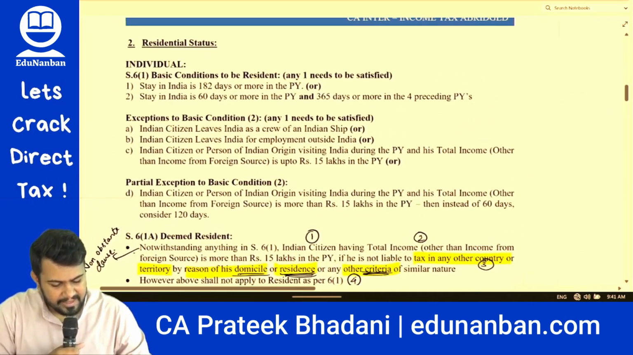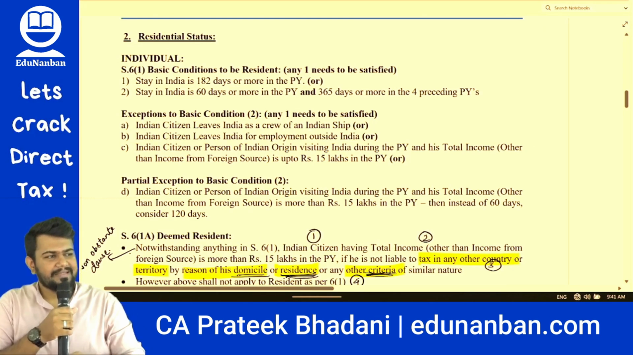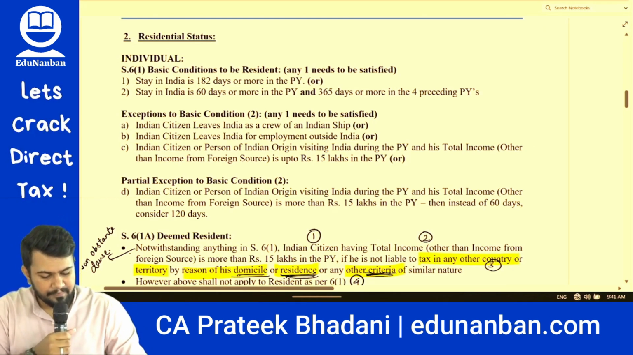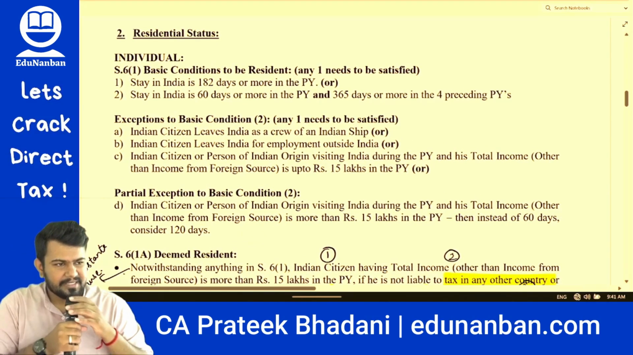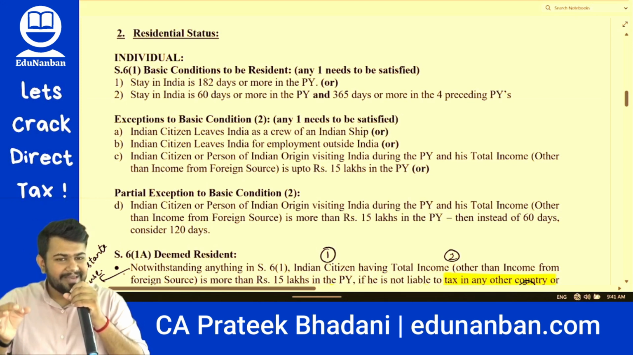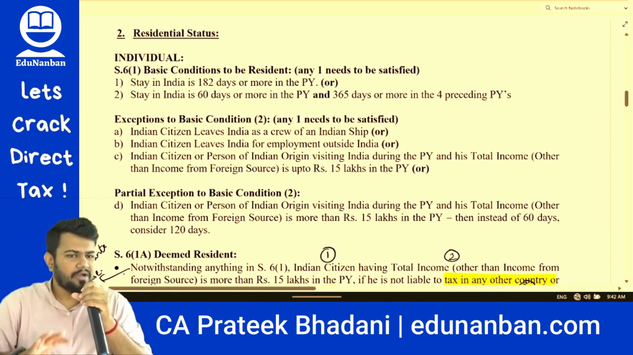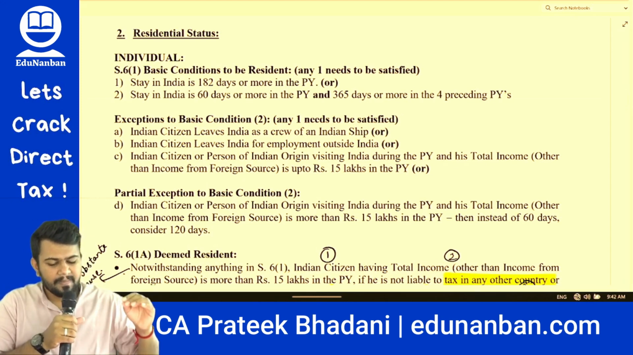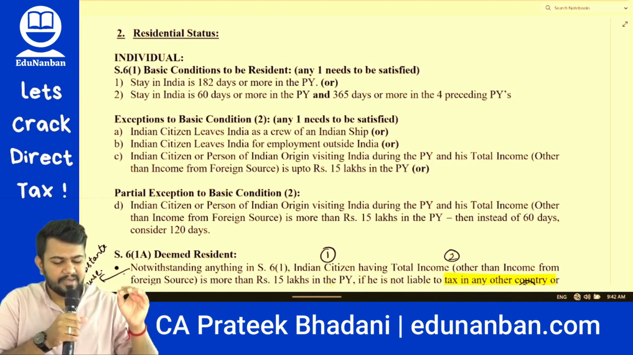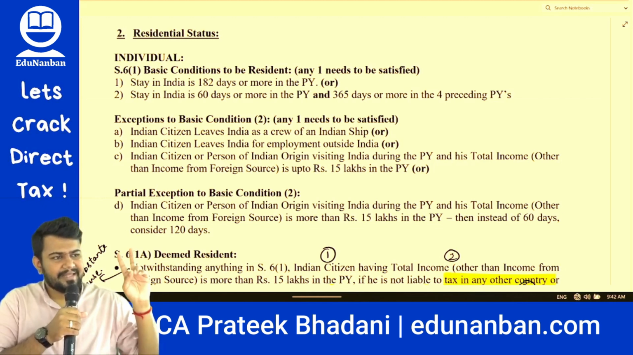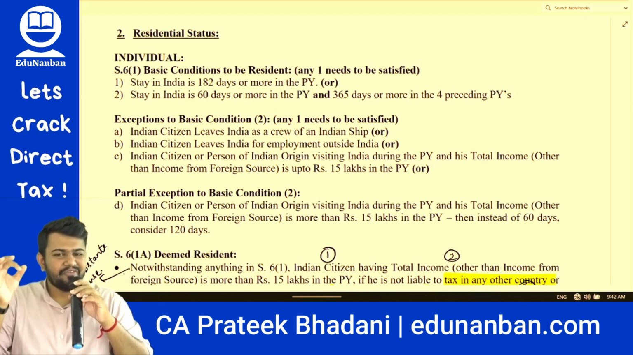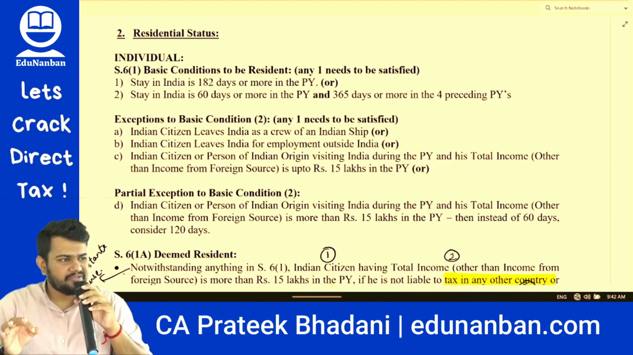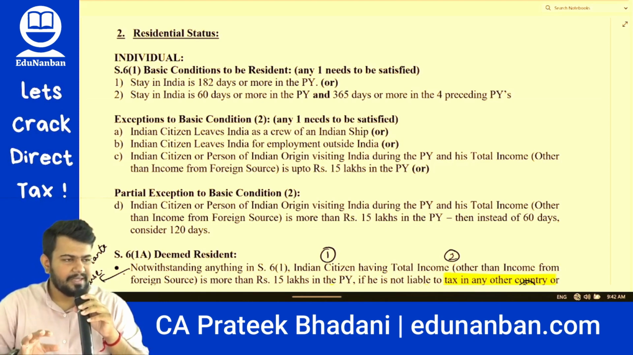Firstly, let us learn how to find out the residential status of an individual. To find out whether an individual is resident or not, you can find out using section 6 subsection 1 basic conditions. There are two basic conditions. If any one of the conditions is satisfied, the individual will be called resident.